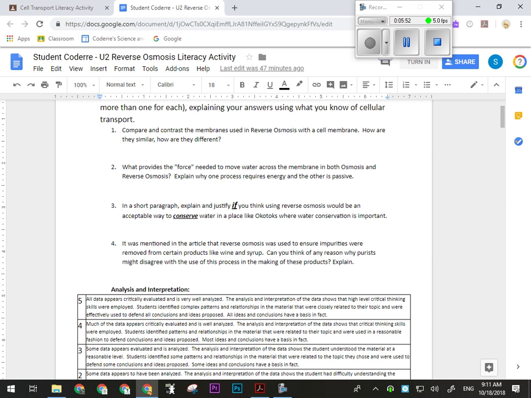And then in number 4, it was mentioned in the article that reverse osmosis can also be used to ensure impurities are removed from certain products like wine and syrup. Okay? It's a filtration process that can be used. It would take things out like sediment and stuff like that. Can you think of any reason why purists might disagree with the use of this process?